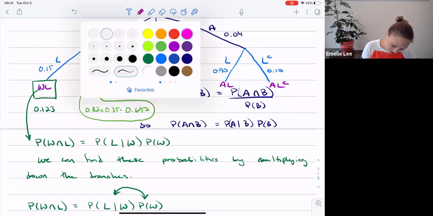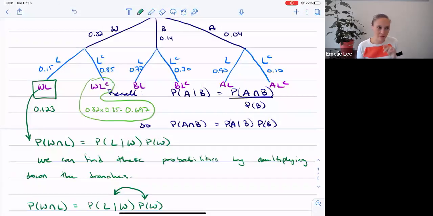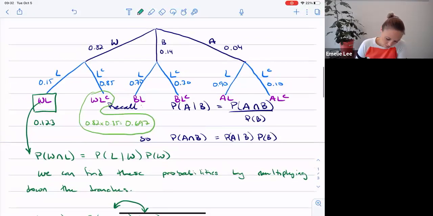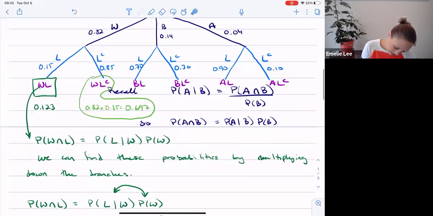So now, let's see, I'm running out of colors here. There's a fun color. So now what I'm going to do is just put those values at the end of each branch, right? So 0.14 times 0.7 is, and I'm even going to do an equal sign. I know that's bad.